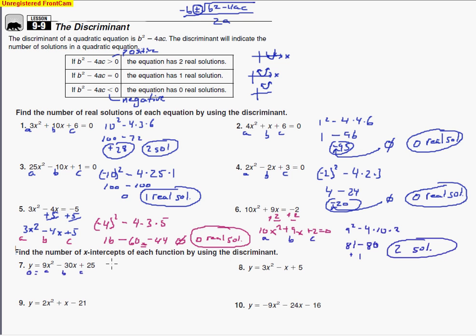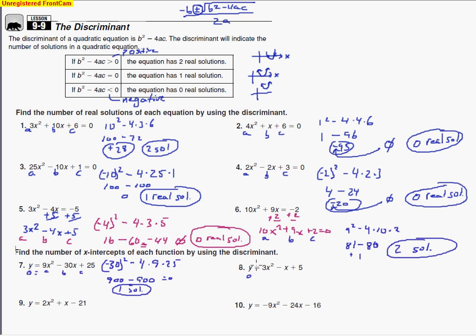And then just substitute. So we got negative 30 squared, minus 4 times a, which is 9, c is 25. So we do some work there. This makes 900 minus, and here we have 100 times 9 makes another 900. So this is a perfect square trinomial. That means it will only have one x-intercept. One intercept, because this equals 0. So one real solution. One x-intercept.